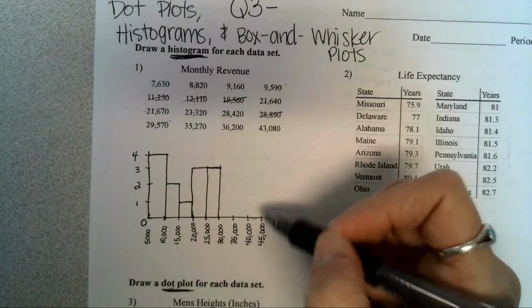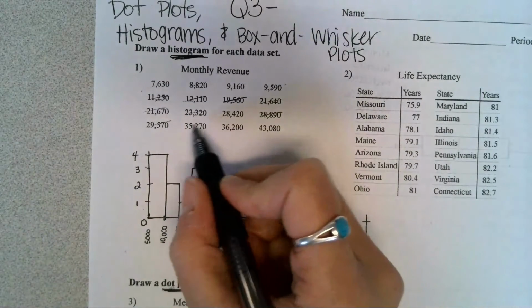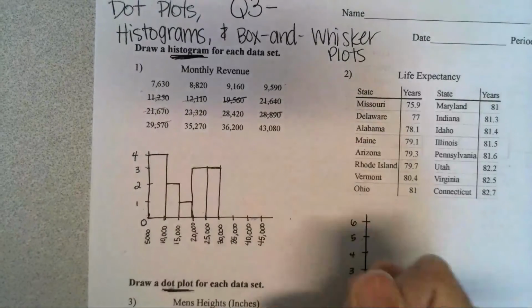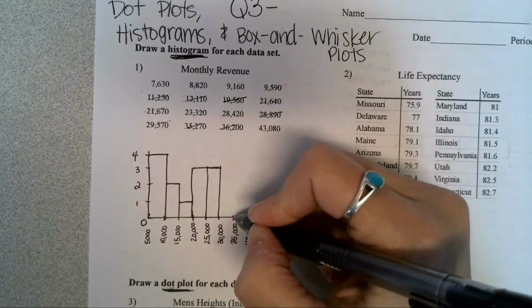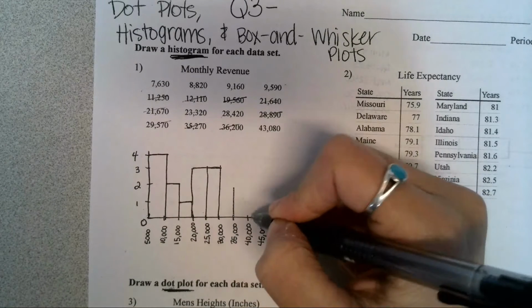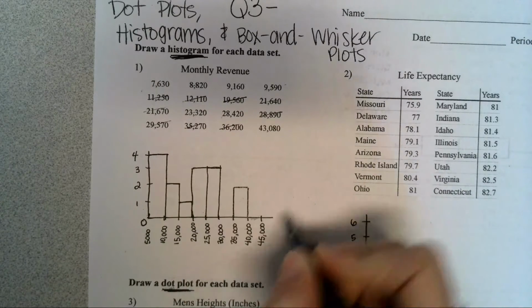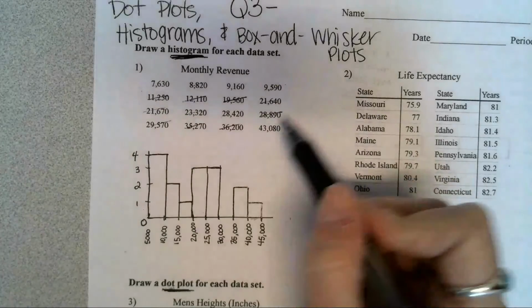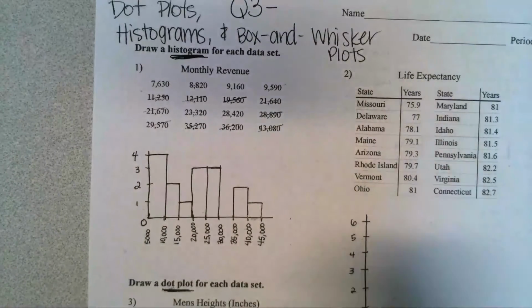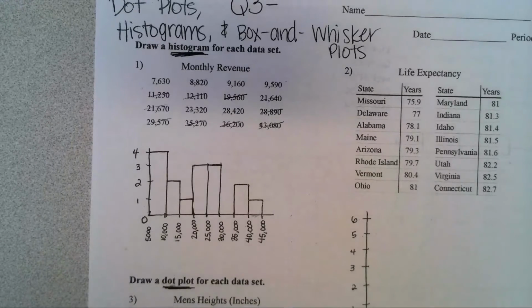30 to 35,000 is 0. You can see this is above 35,000, so there's nothing in that bin. 35 to 40,000 is 2. And then 40 to 45,000 is 1. You can see that I like to cross my values off as I use them, just so that I don't accidentally count them more than one time.